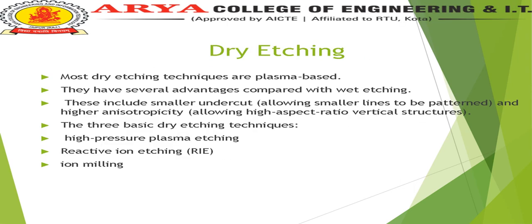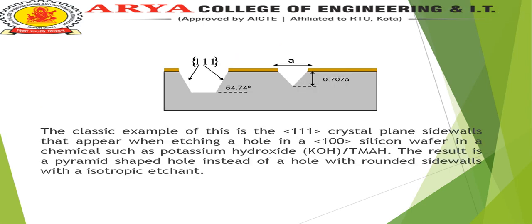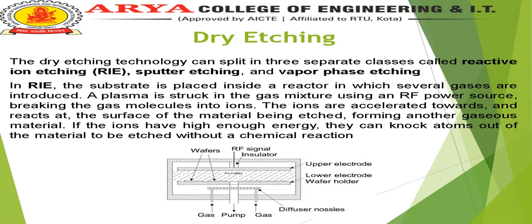Now dry etching. Most dry etching techniques are plasma based. They have several advantages compared with wet etching, including a small undercut. There are three basic dry etching techniques: high pressure plasma technique, reactive ion etching, and ion milling. These are the dry etching techniques. The classic example of the crystal plane sidewall we already discussed, so there is no need to discuss that again.